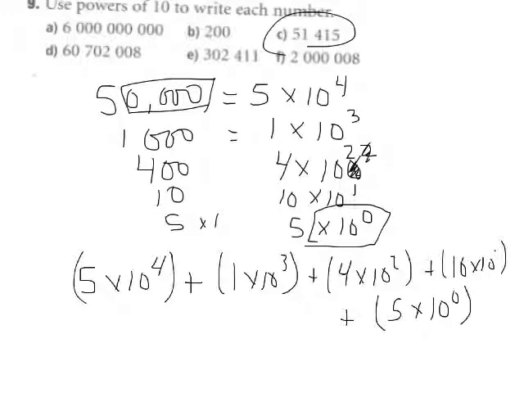Now it looks like a lot of work, but the question does say use powers of 10 to write it out. So you just can't say plus 5, plus 10. You have to use powers of 10 in order to write out the question correctly. So now we'll flip to the next page and we'll do a couple questions on that side.